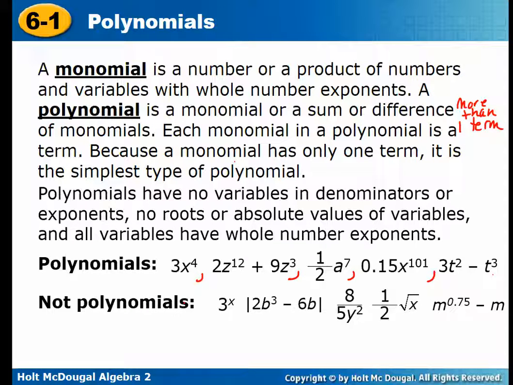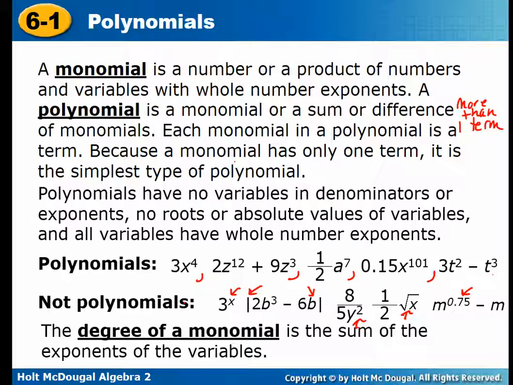And here's some of those things that they can't have. The variable cannot be in the exponent. You cannot have an absolute value sign around the terms. You cannot have a variable in the denominator. You cannot have a square root around the variable. And we will not have exponents that are not whole numbers.